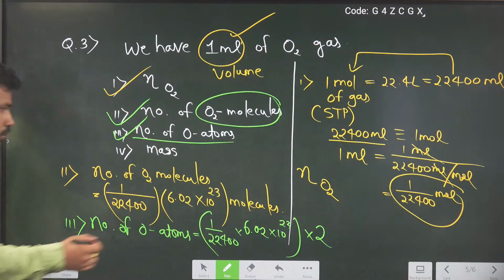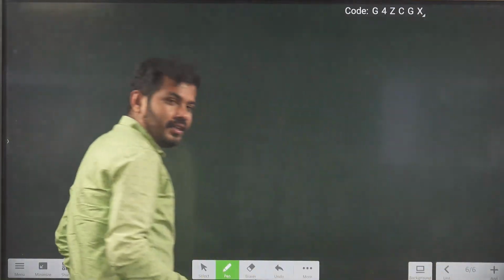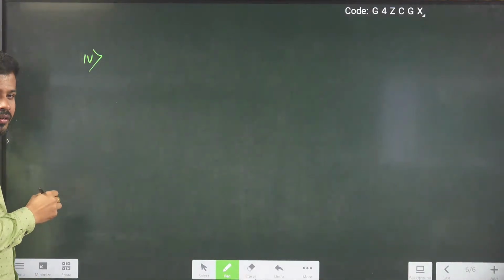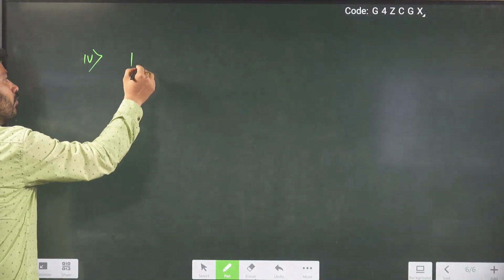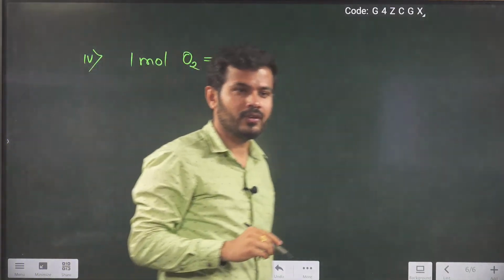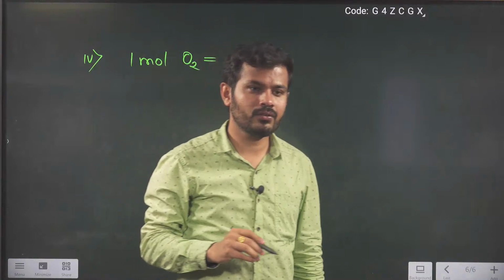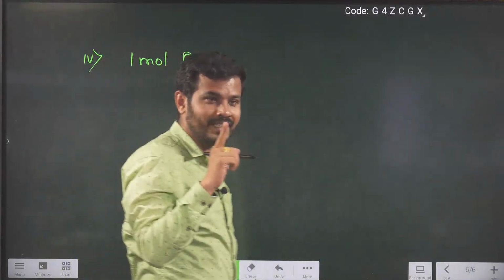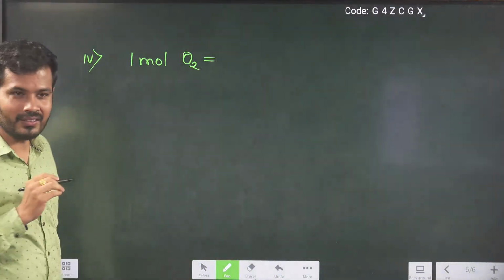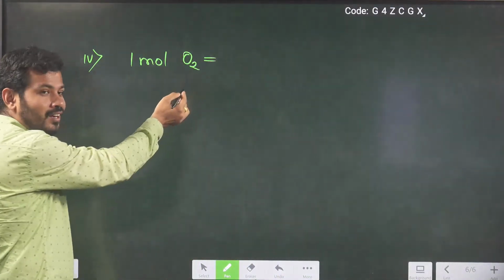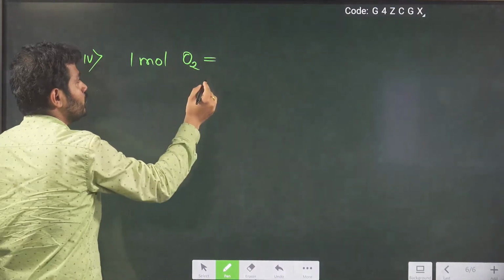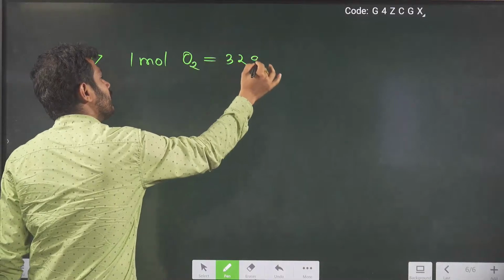Okay, so let us go to the next question. I hope you have noted this. Now the fourth part in this question is the mass of the sample. So we know 1 mole of O2. What is the mass of 1 mole of O2? 32 gram. Someone is saying 16. No, it is not 16. It is 32. O2 is not an atom, it is a molecule. Oxygen atomic mass is 16, but molecular mass is 16 into 2, 32. So 1 mole of O2 is 32 gram.